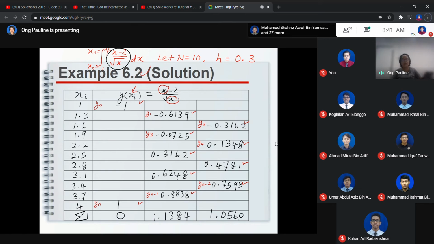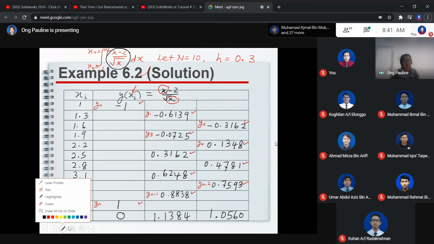Okay, so I get this. Hopefully it is correct. Okay, hasil tambah y naught plus yn, hasil tambah untuk y odd number and hasil tambah untuk y even number. Okay, and something for us to observe here.